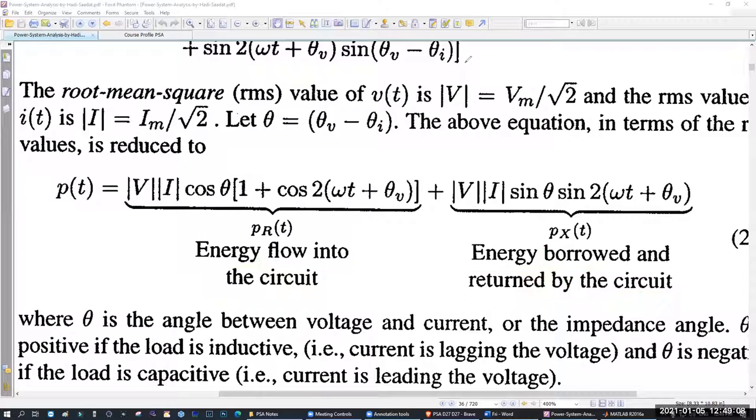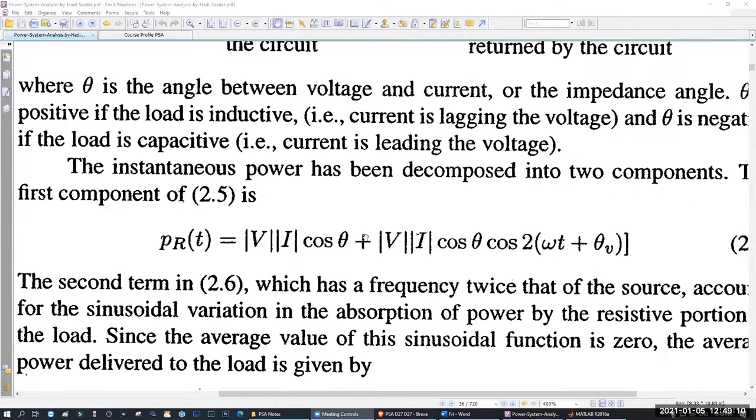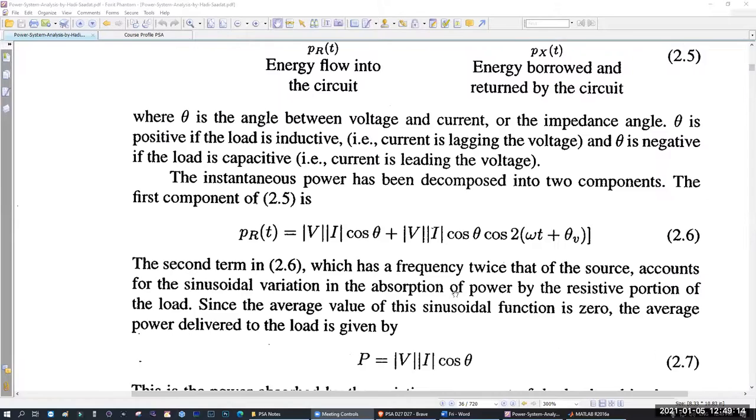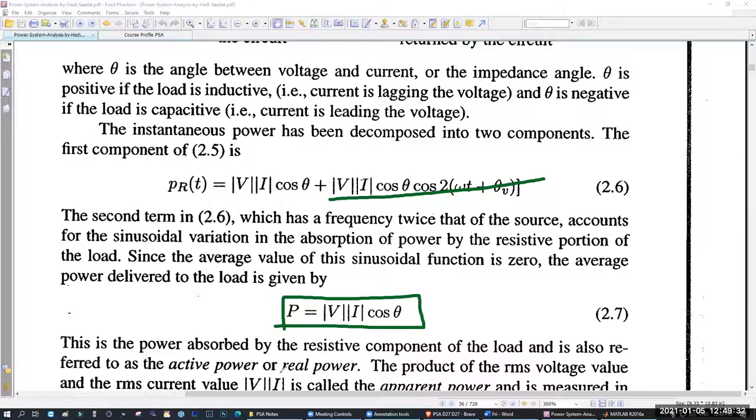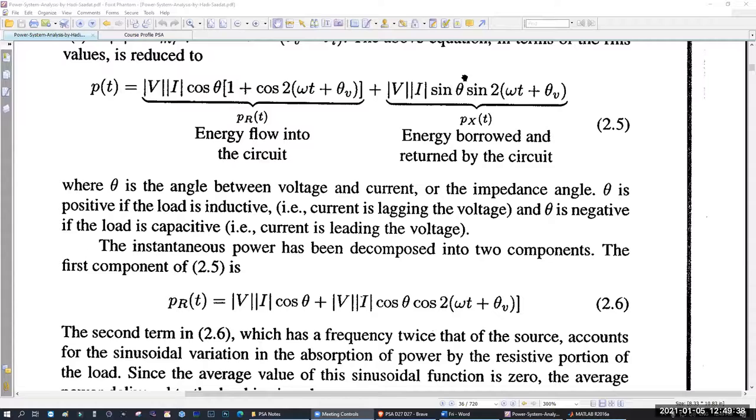So if we go further, this is your PR. Since the average value of the sinusoidal function is zero, this part will become zero. So you have P is equal to VI cos theta. That is called real power or active power. Understood? Now let's again do the same thing with this one.